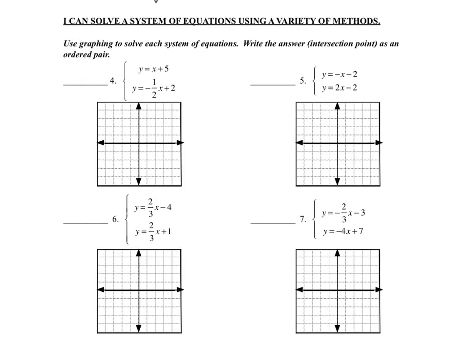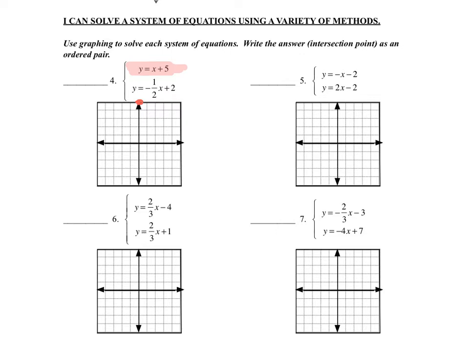Looking at number 4, okay, we're solving these by graphing. So remember, these equations are in slope-intercept form, which is y equals mx plus b. B is your y-intercept, and your y-intercept always gets graphed on the y-axis. So my y-intercept is 5. So I'm going to go up 1, 2, 3, 4, 5 on the y-axis and plot my point.